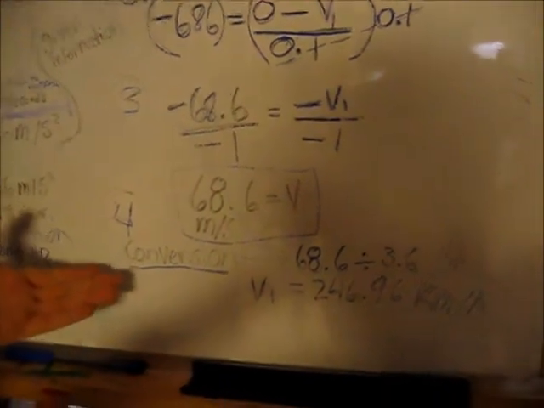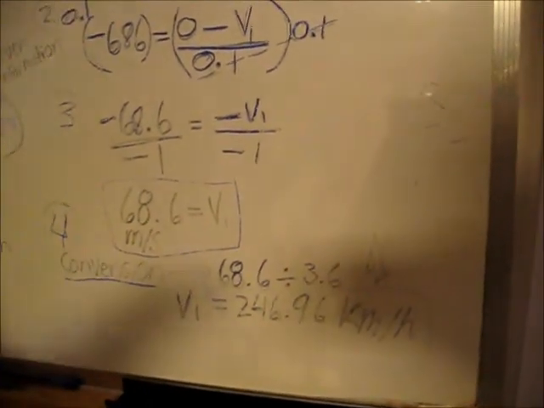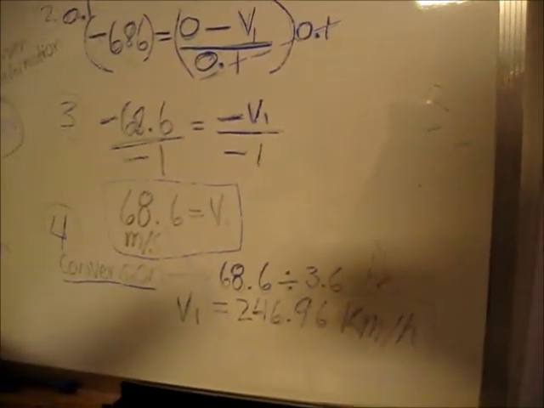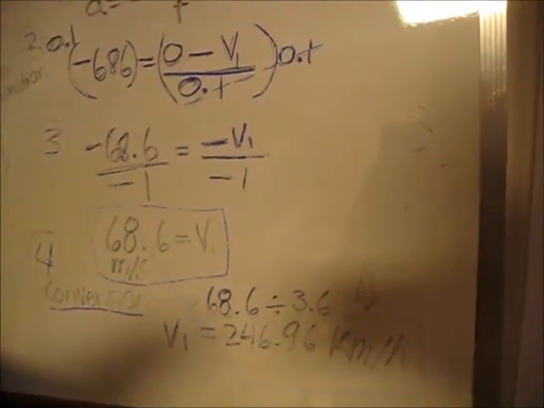Then we have to convert to kilometers per hour. So we take 68.6 and multiply it by 3.6. And that gives us V1 equals 246.996 kilometers per hour.